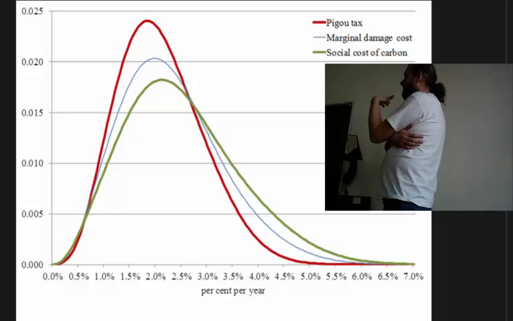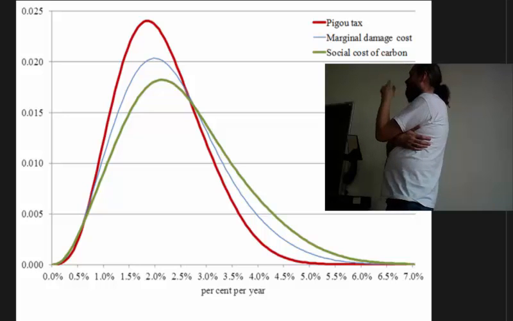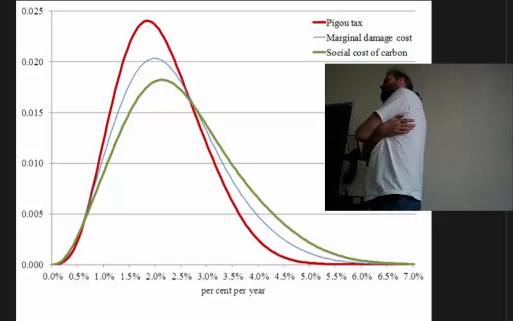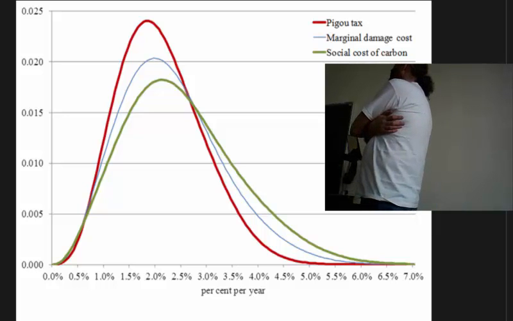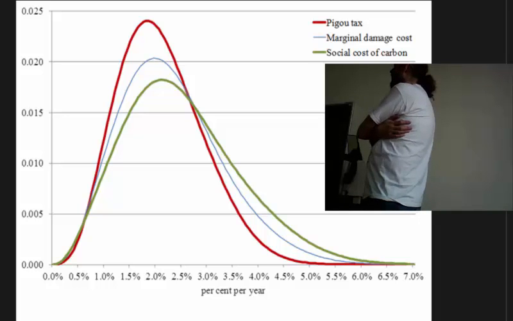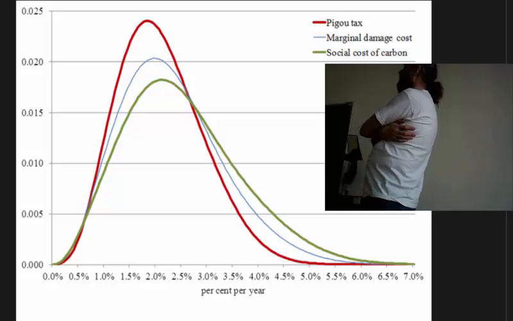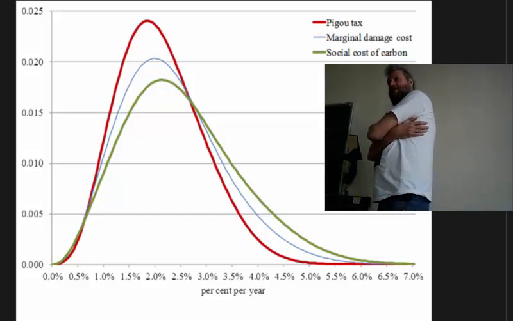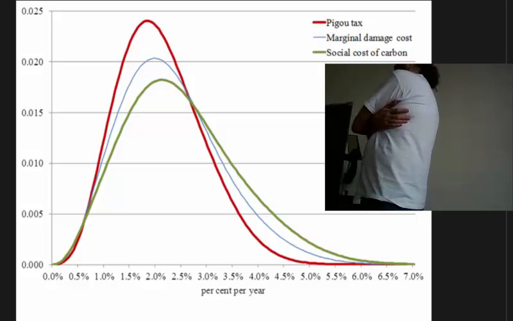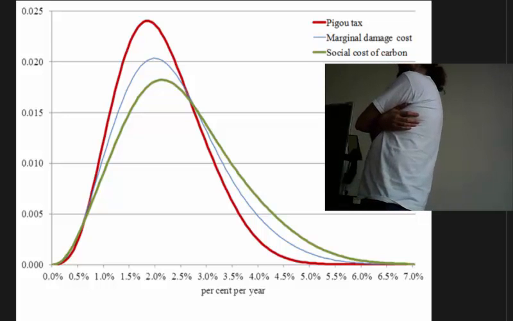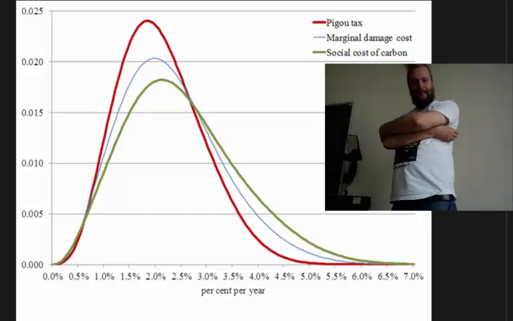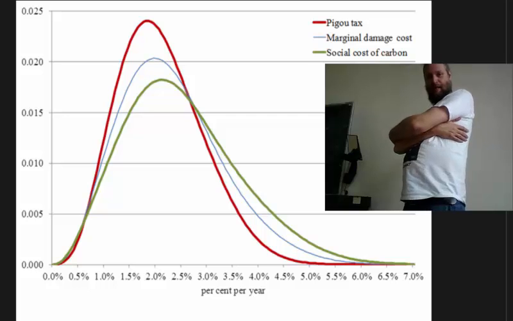And what you see here is, for the studies that use a 3% pure rate of time preference, the difference between the Pigou tax, that is the marginal damage cost evaluated along the optimal emission path, versus the social cost of carbon, where the marginal damage cost is evaluated along a no climate policy. You see that there's a subtle difference. You see that there's indeed a slight shift to the left. That is, the Pigou tax is slightly lower than the social cost of carbon. It's not a big difference.